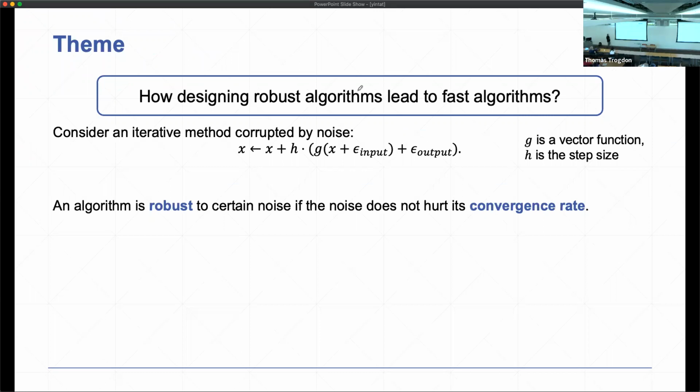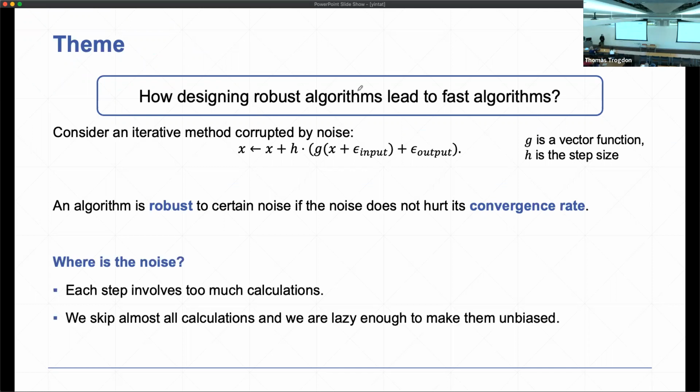What we want is we want the algorithm robust under noise. You have some noise, input or output noise. We say an algo is robust to certain noise if it doesn't affect the convergence rate. But where does the noise come from? The noise does not come from the user. Instead, the noise comes from our laziness. Sometimes each step involves too much calculation and we want to be lazy. We forget about some term. Then it creates some noise or error.